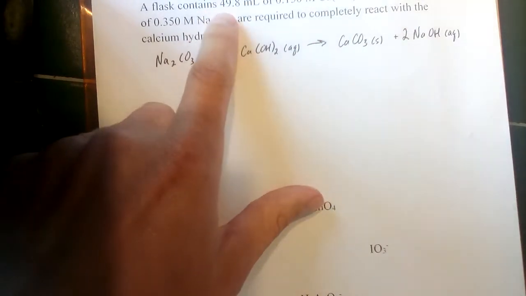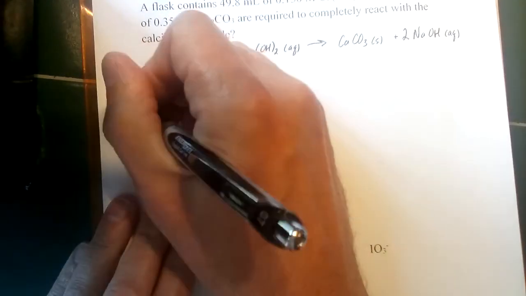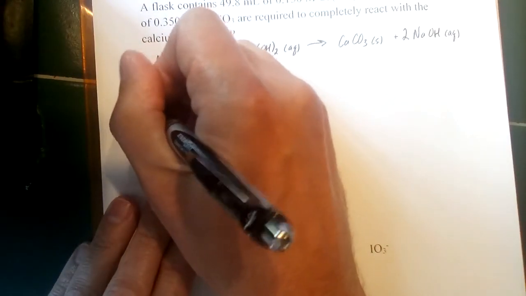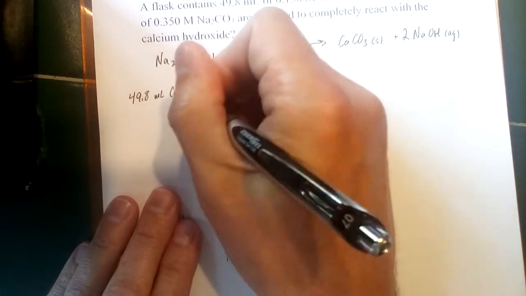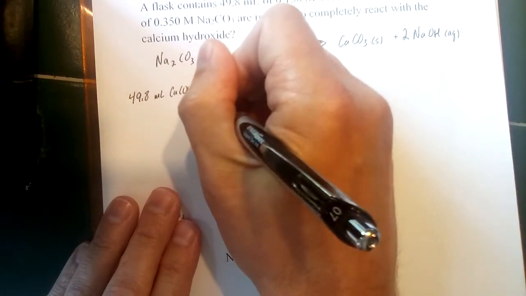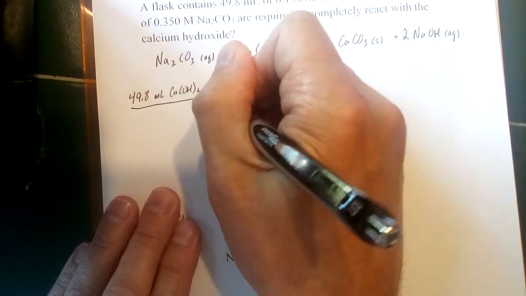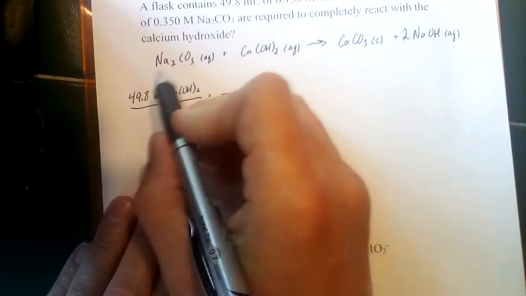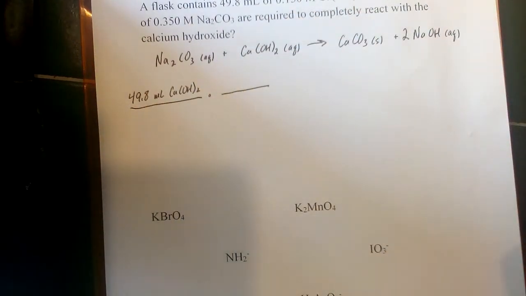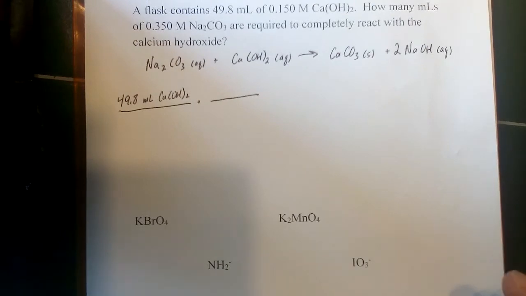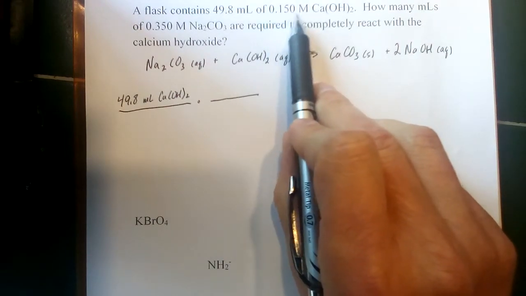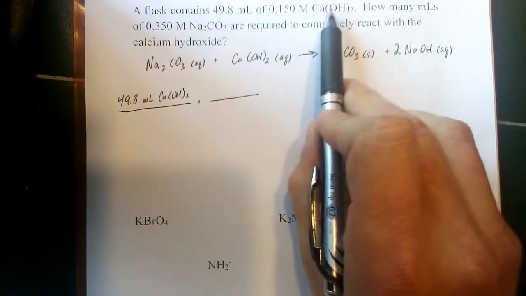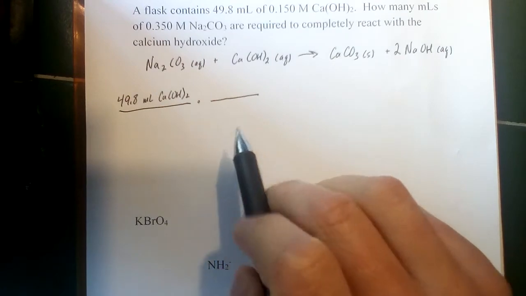Okay, now we know how much calcium hydroxide we have. That would be a good place to start. 49.8 milliliters of the calcium hydroxide solution. And if we want to use that equation, we need to get to moles first because the equation is describing the mole ratios of the participants there. So the calcium hydroxide solution is 0.150 molar. That means that's how many moles there are in a liter of that solution.